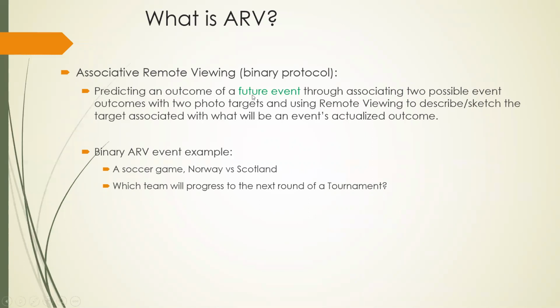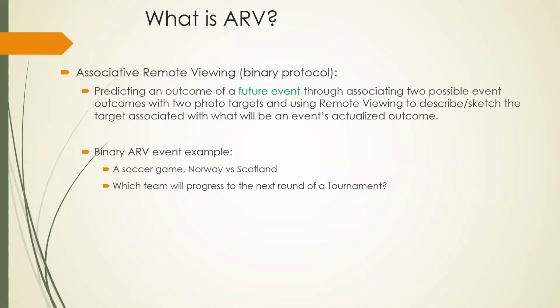It is usually always a future event, but you can also ask questions about something in present time or even past time, for example, if something is correct or not correct. But we are using it mostly for predicting the outcome of a future event through associating two possible event outcomes with two photo targets, and then going into a remote viewing session to describe and sketch the target associated with what will be the event's actualized outcome.